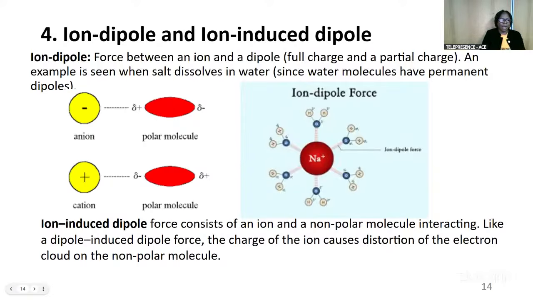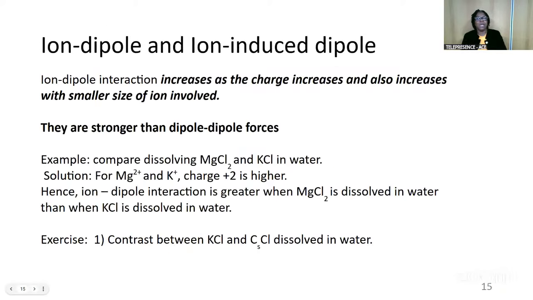And for ion-induced dipole, these are forces between an ion and a non-polar molecule. When they interact, you form an ion-induced dipole force. And so the charge of the ion will cause distortion of the electron cloud on the non-polar molecule. So that is how it happens. And ion-dipole interaction increases as the charge increases, and also increases with smaller size of the ion involved.